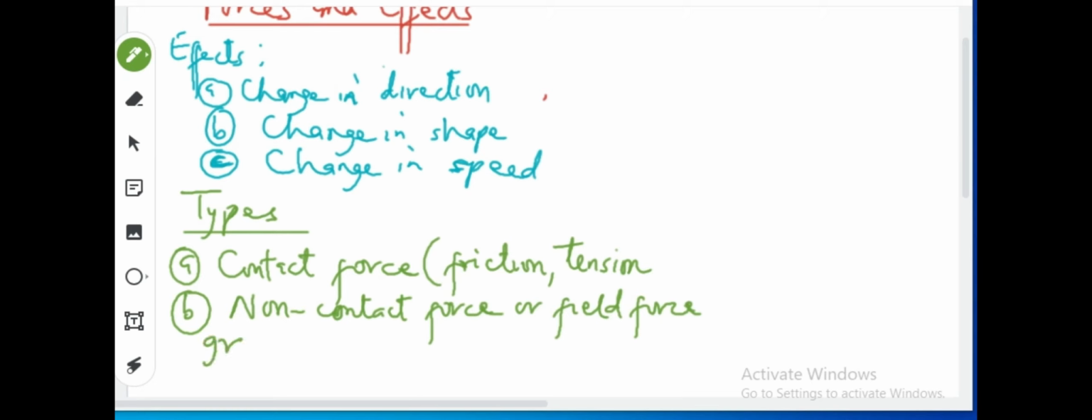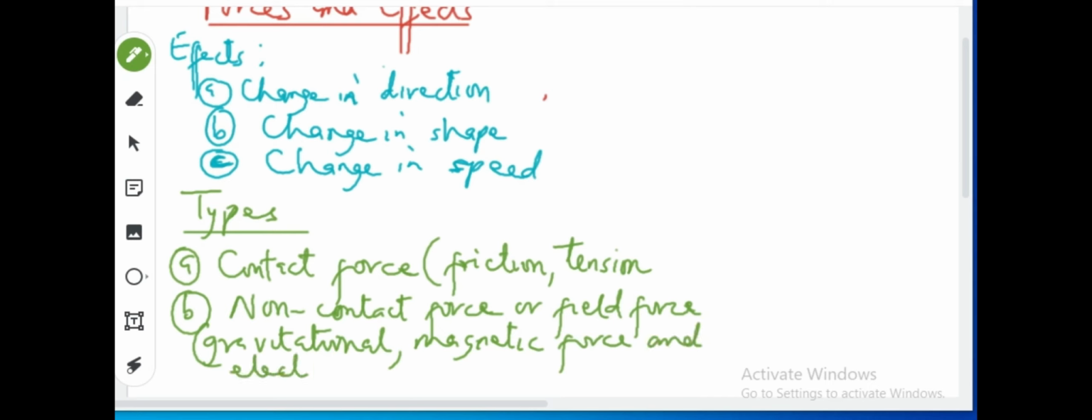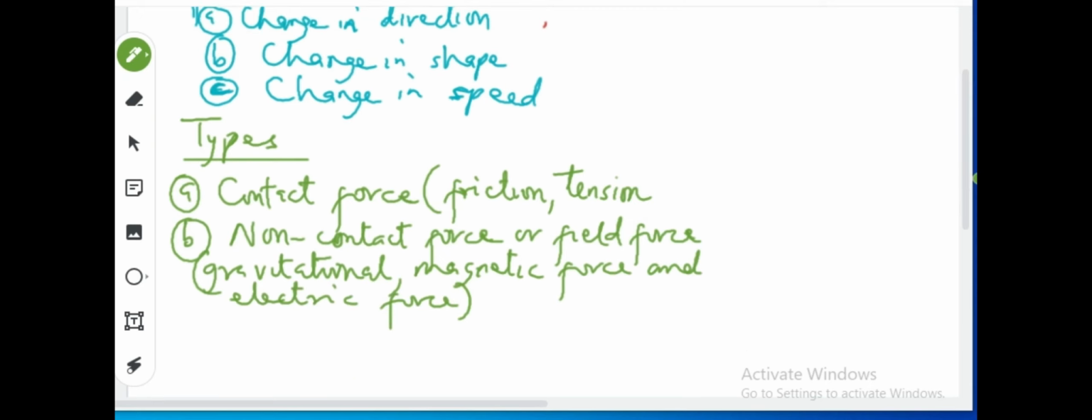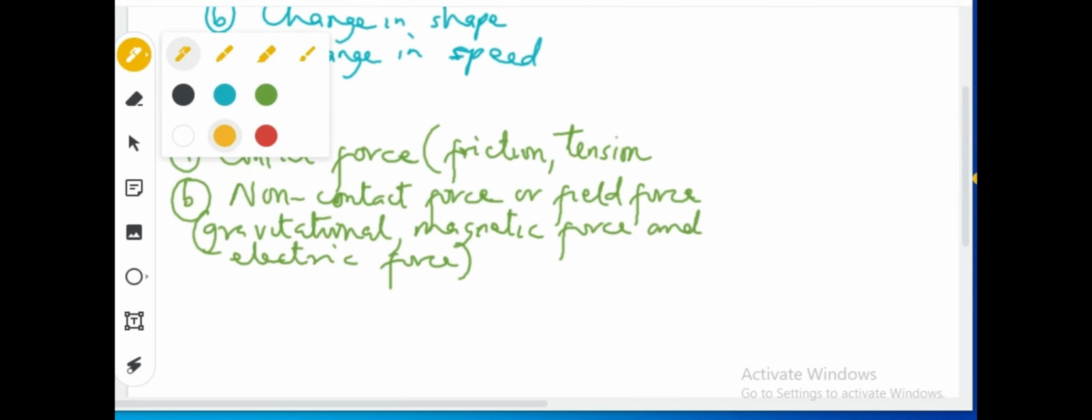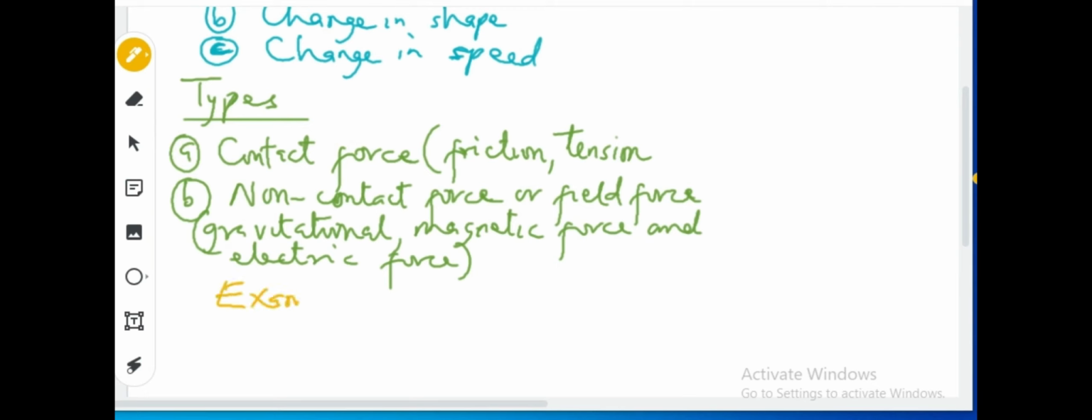You have gravitational force. Radiation is not a force. Gravitational force, magnetic force, and electric force, or you can group the last two together as electromagnetic force. They are all called non-contact forces. Okay, so we can talk about examples of forces.